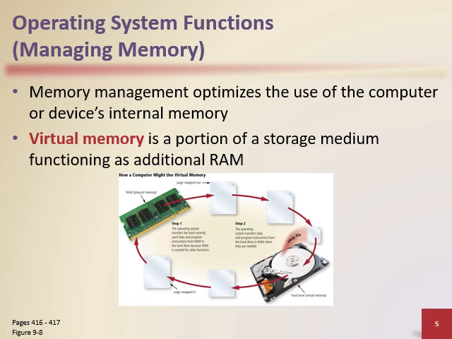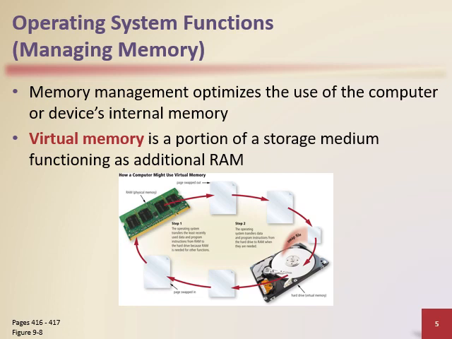Okay, so management of memory. If several programs are running simultaneously, your computer or mobile device may use up all the available RAM. So memory management optimizes the use of the computer or device's internal memory. That is, if you have opened lots of programs, all the programs are being loaded to the RAM, so all the memory will be used. So the operating system optimizes the usage of that internal memory.